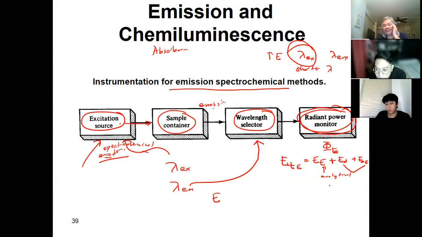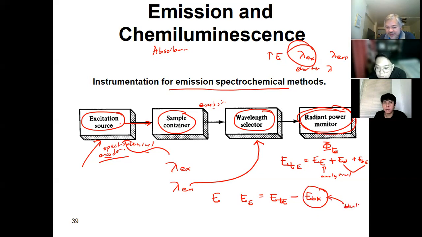Now, to extract the analytical signal, a second measurement is required to obtain the sum of the dark signal and the background emission signal. This second measurement is normally made by replacing the analytical signal with a blank. So mangyayari nito, yung EE mo is just equals to ETE minus EBK. Ano tong EBK? Yan yung blank signal. Yan yung total ng dalawang to.